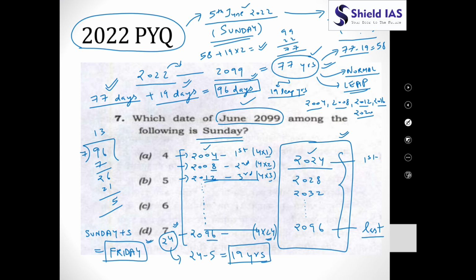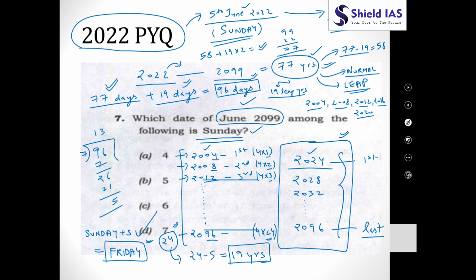If 5th June 2099 is a Friday, which will be the first Sunday? Yes, the first Sunday which has been asked by the question. 6th June 2099 would be a Saturday, and 7th June 2099 would be a Sunday. So the answer to this particular question would be D.